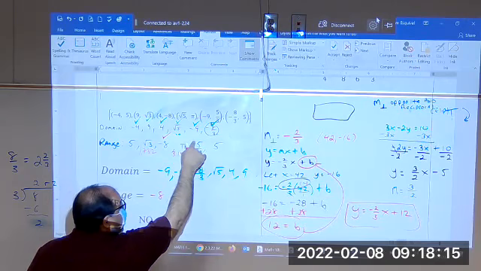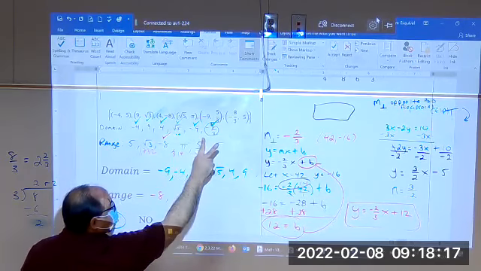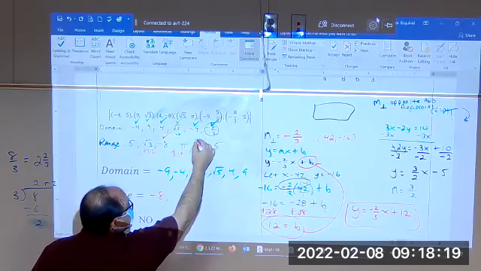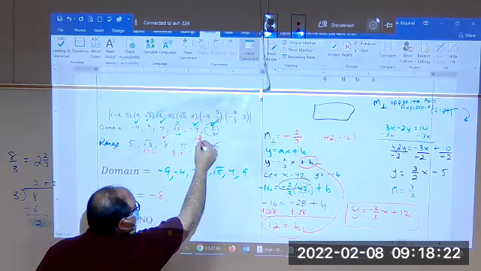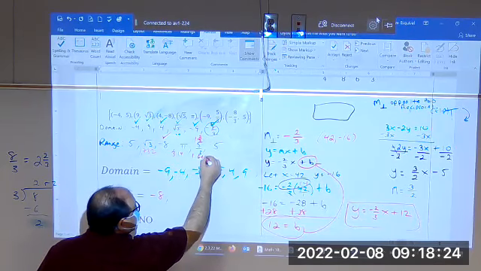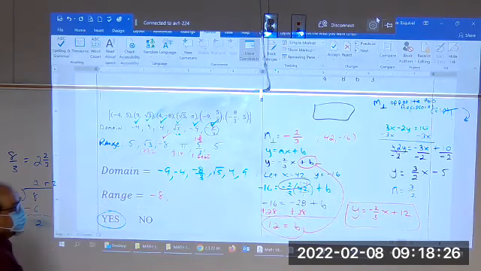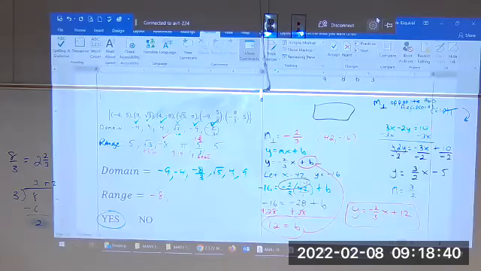3 goes into 5 once with a remainder of 2. So this is the same as 1 and 2/3, which is 1.6666. I've got the superstition: I always try not to write 3 sixes if I can avoid it. If I'm going to write 3 sixes, I'm going to tattoo it on somebody's head.